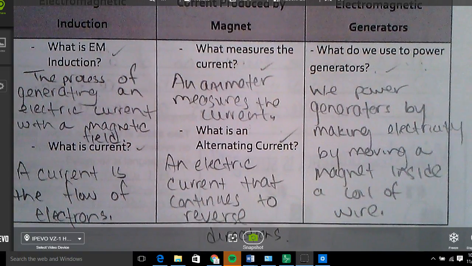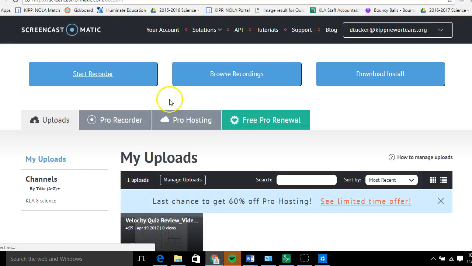Right now, ladies and gentlemen, it is time for your exit ticket. Dwayne, let me sign it. Hold on. You're going to go to Illuminate. The name of your exit ticket is 6.psi.electromagnet. You have exactly 10 minutes to complete it. Go.